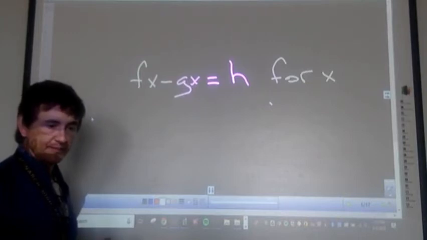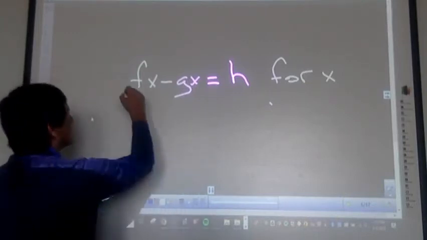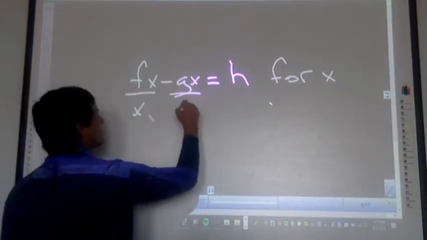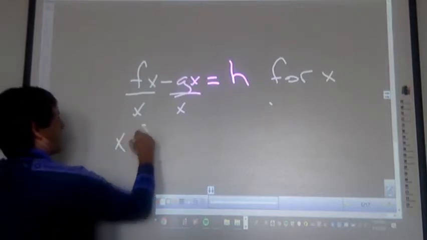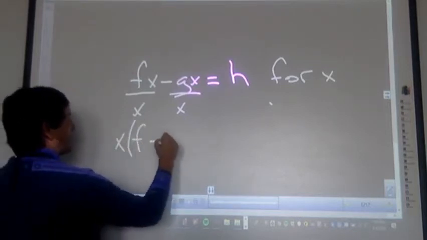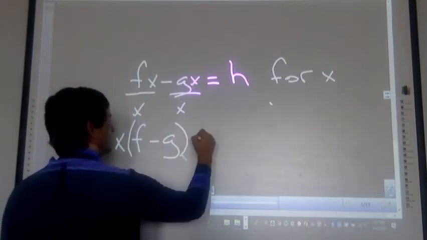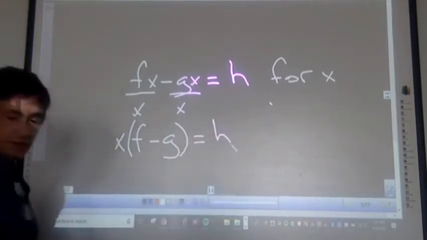First step, divide, come on. Divide x on F and G. Good job. Divide x on both sides. So we have x times parenthesis F minus G equals H.